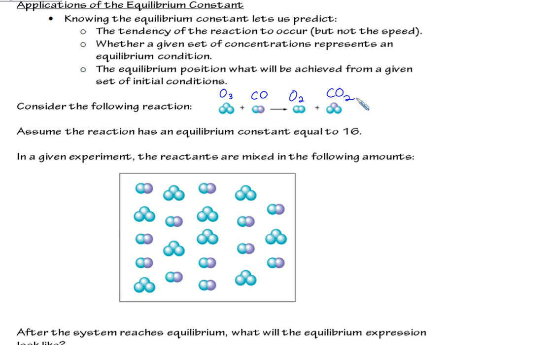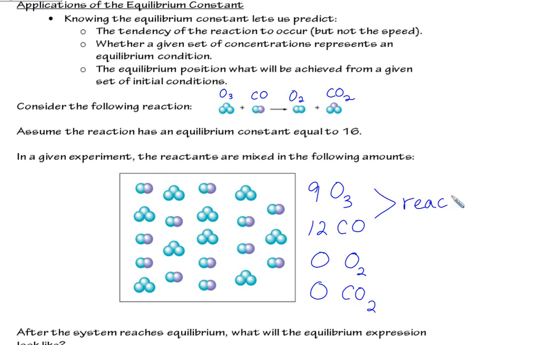Okay, so let's count these things. What do we have here? 1, 2, 3, 4, 5, 6, 7, 8, 9. So we've got 9 ozones, or O3s. We have 12 carbon monoxides. Yep, 12. And I think that's it, right? Initially, there are no O2 oxygens. There are 0. And there are 0 carbon dioxide. So these are the reactants, and these are the products.